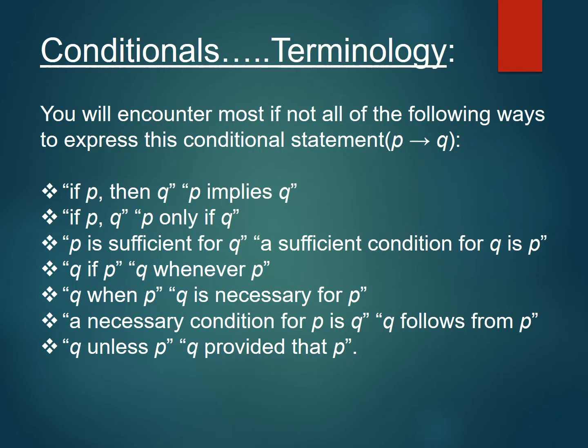Conditionals and terminologies used for conditional. You will encounter most, if not all, of the following ways to express the conditional statement P implies Q: if P, then Q; P implies Q; if P, Q; P only if Q; P is sufficient for Q; a sufficient condition for Q is P; Q if P; Q whenever P; Q when P; Q is necessary for P; a necessary condition for P is Q; Q follows from P; Q unless P; Q provided that P.